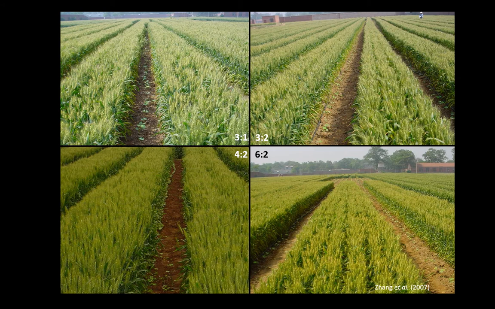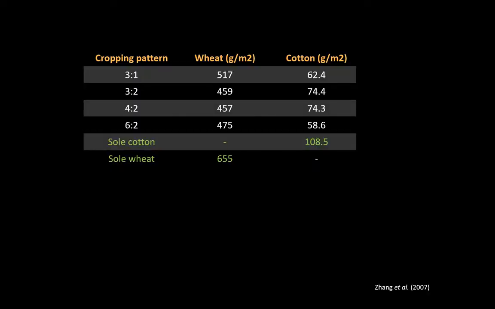Top right, you can see a three-row wheat system alternating with two rows of cotton. Bottom left is a system where there are four wheat rows and two cotton rows, and bottom right, six wheat rows and two cotton rows. And these are the results from this experiment in terms of yields per species.